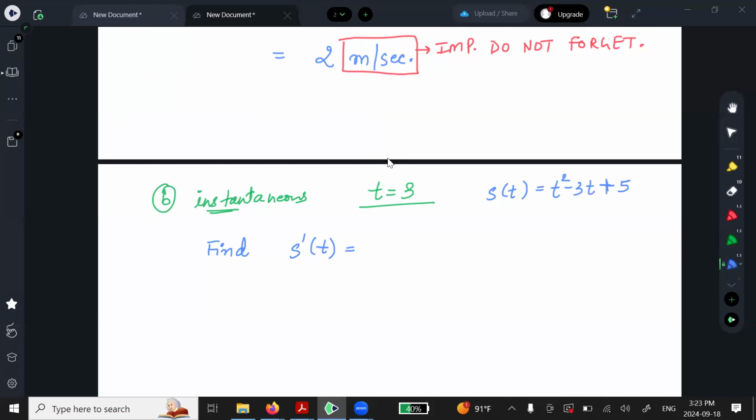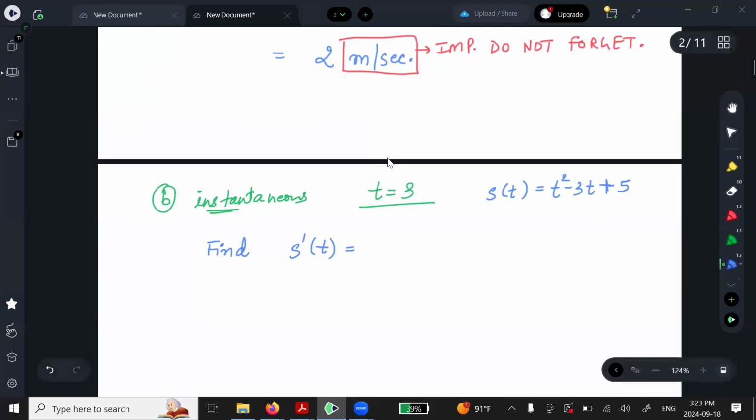Why did you say the answer? I was going to ask somebody. Everybody can find s prime, right? This is not a big deal, I hope. How many want me to explain this? Raise hand.